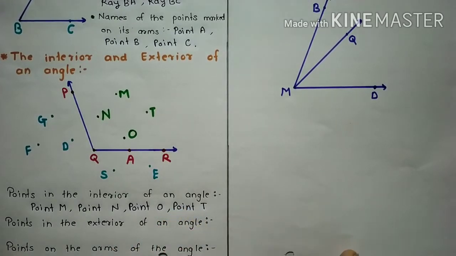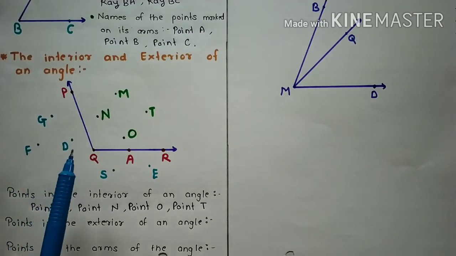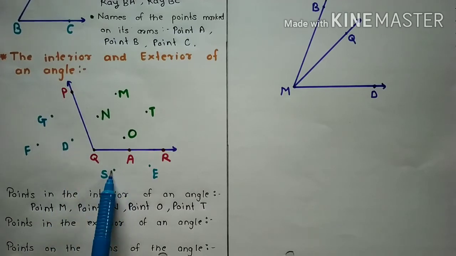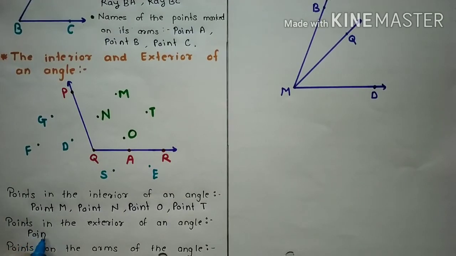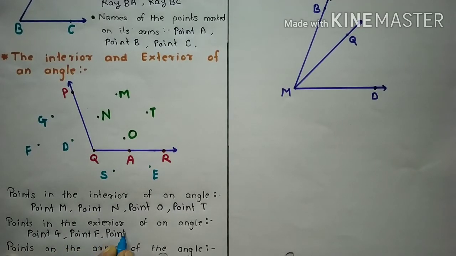Now next, points in the exterior of an angle. This part is the exterior part. So points in the exterior of the angle are point G, point F, point D, point S and point E. Write down here point G, point F, point D, point S and point E.